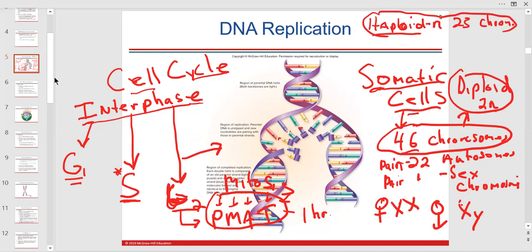Sperm nucleus, oocyte nucleus. But all the ones we're talking about in mitosis and the cell cycle are somatic cells, which are diploid. 23 pairs of chromosomes, so 46 total. You can remember that. You'll always remember that.